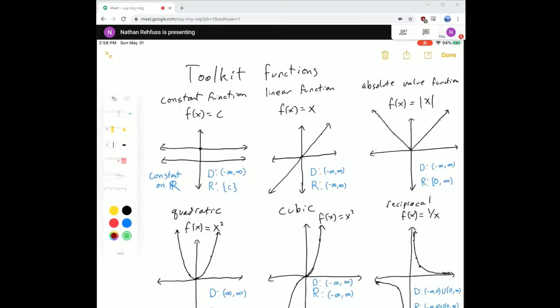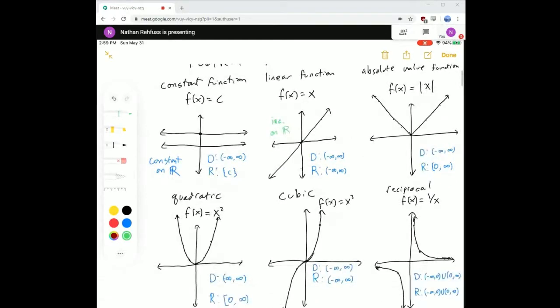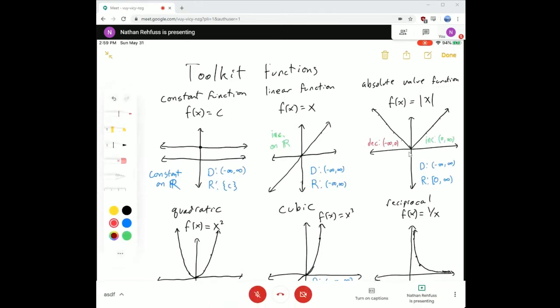That's right. It's increasing. Can I just write INC? It's increasing on all real numbers. If I wanted to be fancy, I could write out the interval -infinity to infinity, but I'm not going to. It's increasing on all real numbers, but how about the absolute value function? Oh, this one's special. It's increasing on the positive numbers, 0 to infinity. It's decreasing on the negative numbers, -infinity up to 0. We always go left to right. So -infinity up to 0.